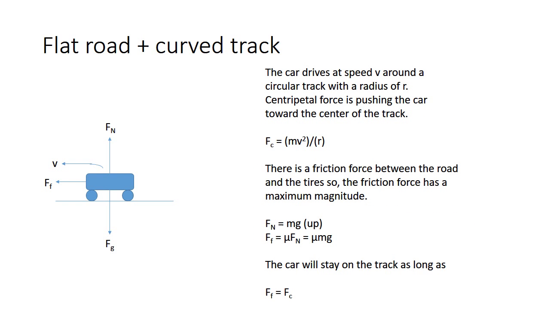Flat road plus curved track. The car drives at speed v around a circular track with a radius of r. Centripetal force is pushing the car toward the center of the track. There is a friction force between the road and the tires, so the friction force has a maximum magnitude. The car will stay on the track as long as the force of friction is equal to the centripetal force.